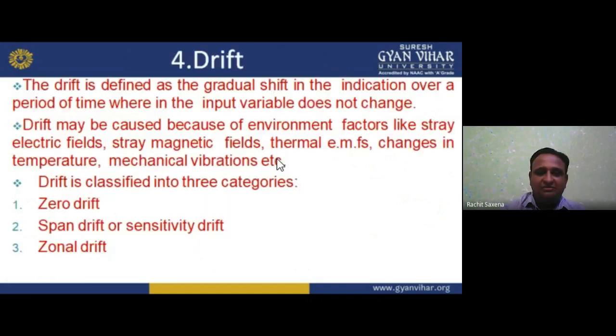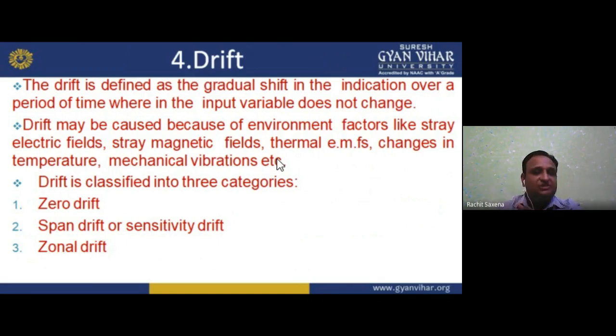I hope you understand. Now, drift. Fourth, we have the drift. Drift is defined as a gradual shift in the indication over a period of time wherein the input variable does not change.